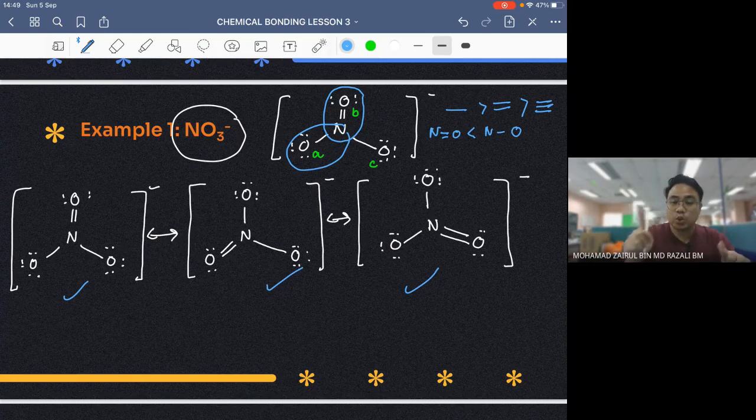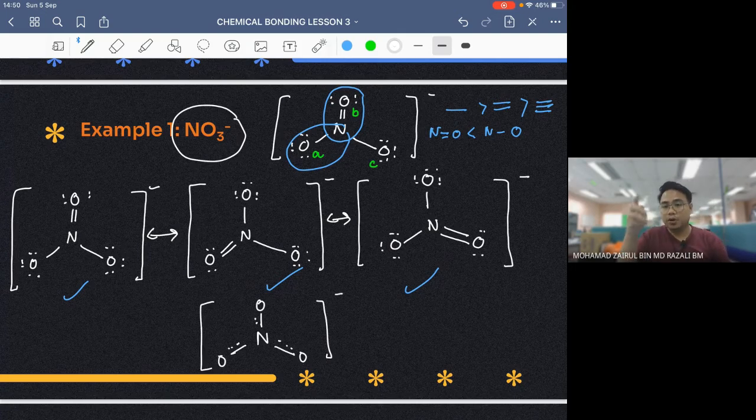So maknanya the actual Lewis structure for NO3 maknanya adalah hasil gabungan ketiga-tiga structure ni. So actual Lewis structure dia adalah, kalau kita nak lukis hasil gabungan dia, kita lukis single bond. So dotted line ni menunjukkan bahawa elektron dekat double bond itu sentiasa bergerak. So sometimes dia pergi bergerak ke oksigen ni, sometimes double bond tu akan berada di oksigen ni, sometimes double bond tu akan berada di oksigen yang ini.